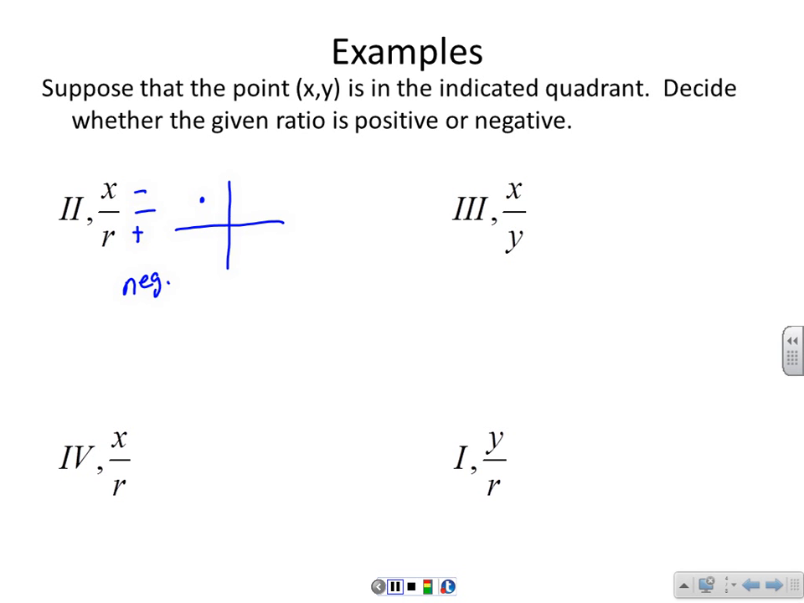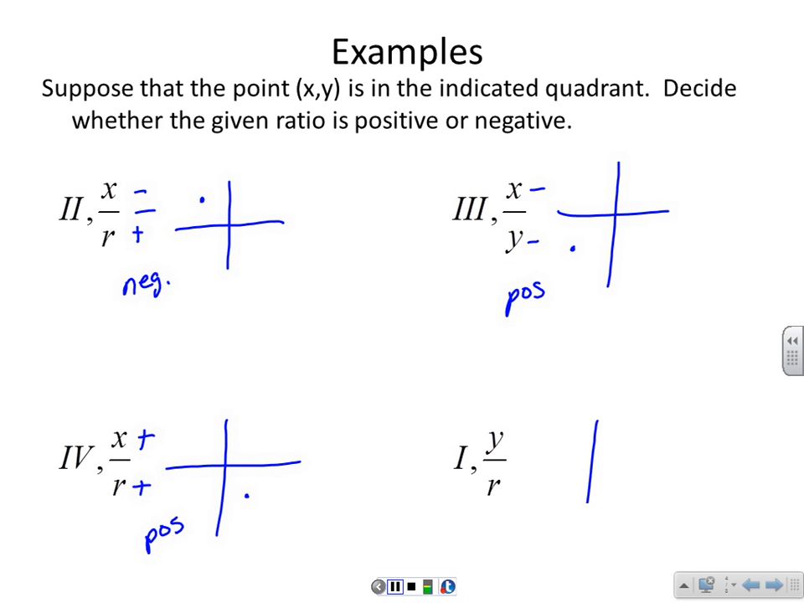In quadrant 3, which would be here, you're going to have a negative x and a negative y, and so a negative divided by a negative is going to be positive. And then here in quadrant 4, you're going to have a positive x, and r is always positive, so you're going to get a positive. And then in quadrant 1, everything's positive, so you'll get a plus y and a plus r, so this is going to be positive as well.